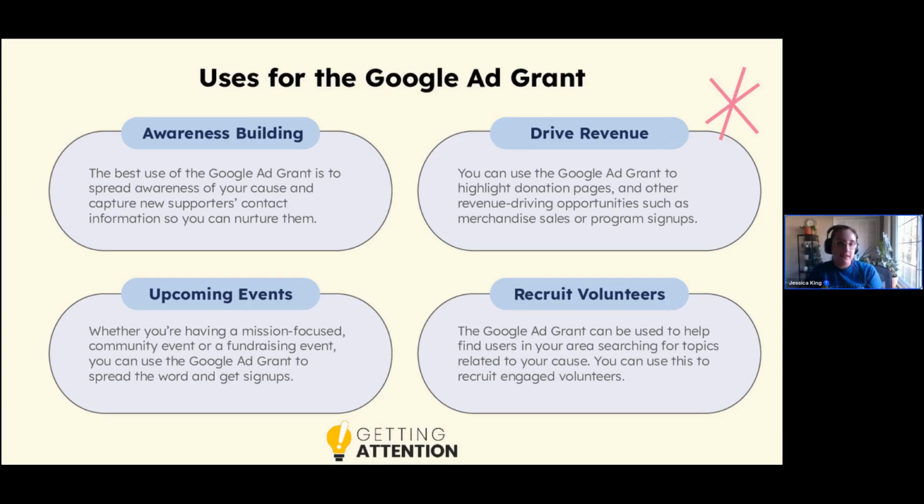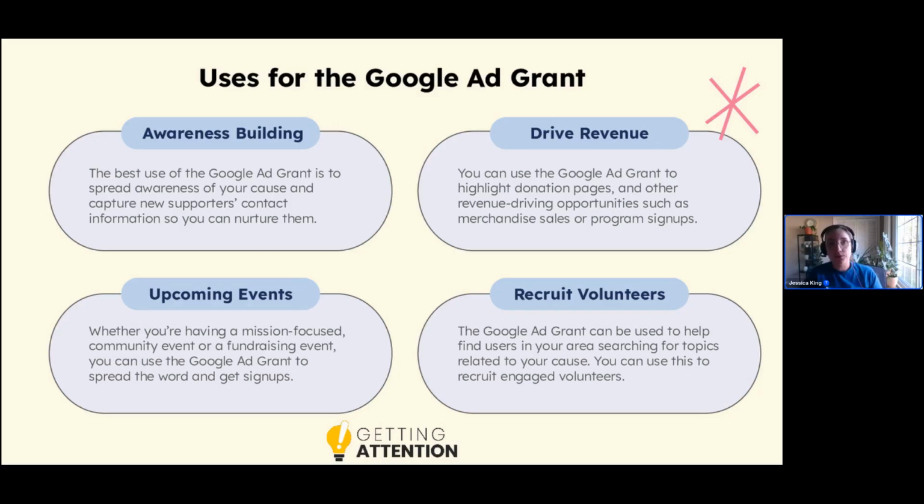Upcoming events is another big one. So you can promote different types of events with the Google Ad Grant. If you have a really mission focused one, so I use that animal shelter example, maybe you've got a, hey, come out and play with the dogs. They are lonely and they need some friends. You could promote an event like that. You also can promote fundraising events. So, for example, maybe you've got an annual 5K or a golf fundraiser coming up. Those are great things to promote with the ad grant.